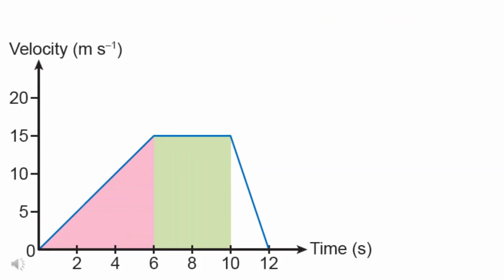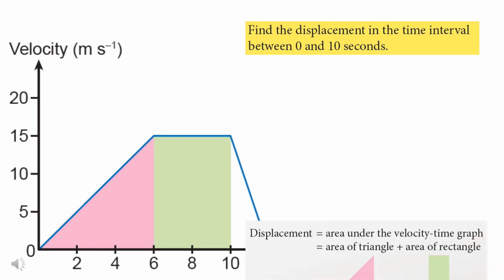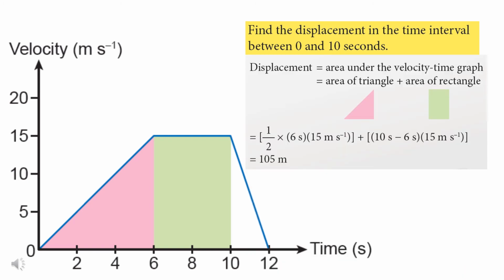This is a velocity-time graph of a moving object. What is the total displacement of this object in the time interval of 0 to 10 seconds? Remember, displacement can be calculated from the area below the graph. It is the area of the pink triangle plus the area of the green square.